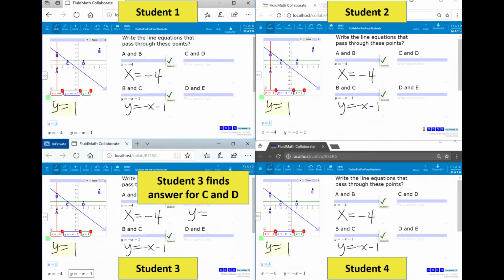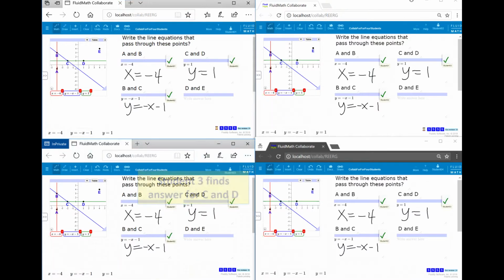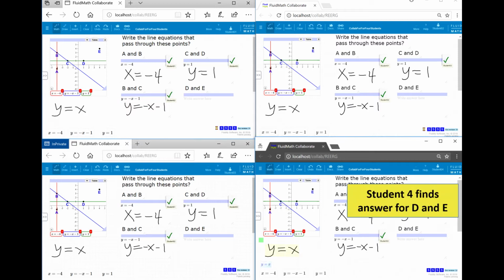Collaborative FluidMath will revolutionize the way teachers and students collaborate in traditional classrooms, as well as in distance learning and remote teaching environments.